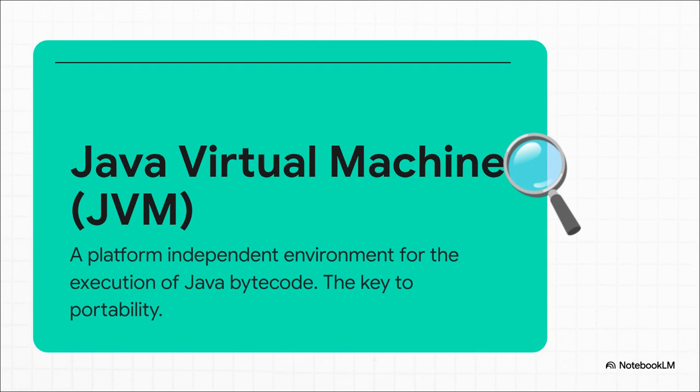The JVM, that is the secret sauce. Think of it like a virtual computer that lives inside your real computer. It's the universal translator. So there's a JVM for Windows, a different one for Mac, another one for Linux. And each one knows exactly how to take that one universal bytecode file and translate it into the native language its own computer understands. That is what fulfilled that write once, run anywhere promise.